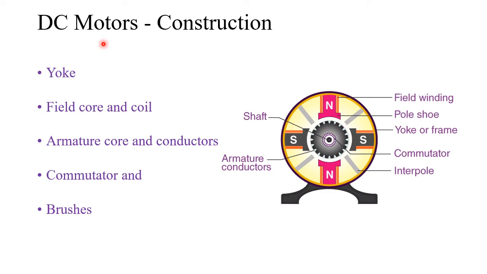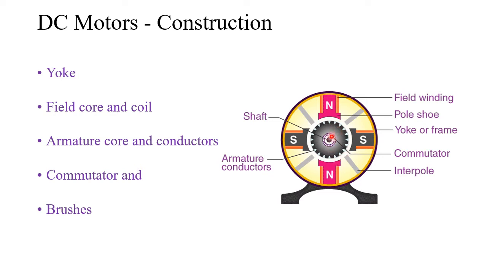Main parts and construction of DC motor. Here you can see yoke, field coil, and field core, then armature core and armature conductors, commutator and brushes. These are the parts of the DC motor. The outermost covering is called the yoke or frame, and then here you can see the field core, and it is wound by the field winding, and then field shoe, or pole shoes. Next is the armature core, which is cylindrical, and you can notice the slots, and in those slots the armature winding is wound.